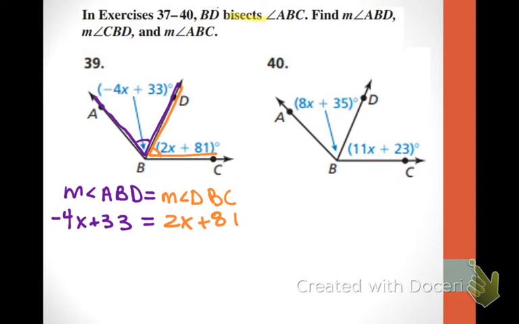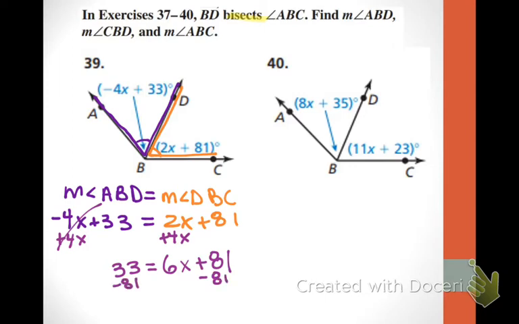Negative 4x. If you have negative $4 in your bank account, you are poorer than the person that has $2 in their bank account. So how do I move that negative 4x to the other side? I'm going to add it. So on the left, we've got 33. On the right, we've got 6x plus 81. All right, then what do I do next? Subtract 81.